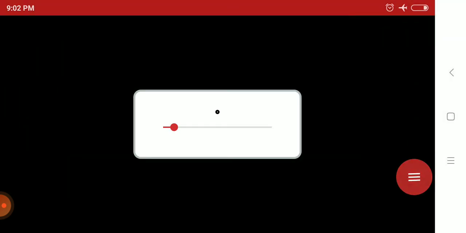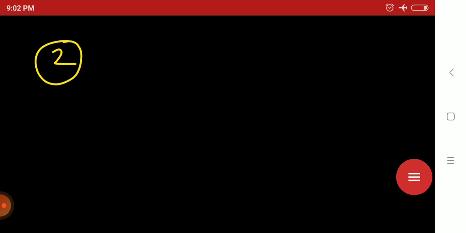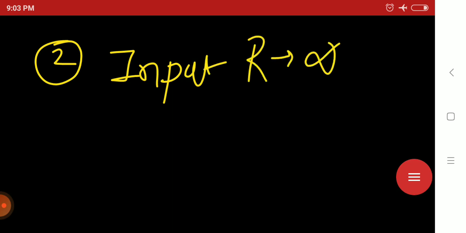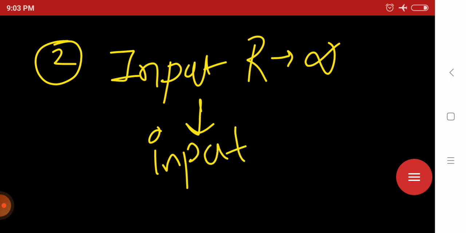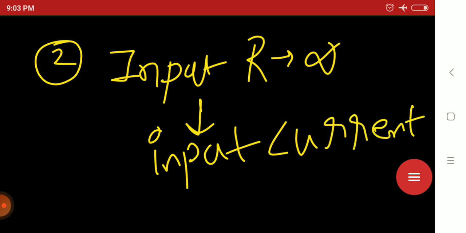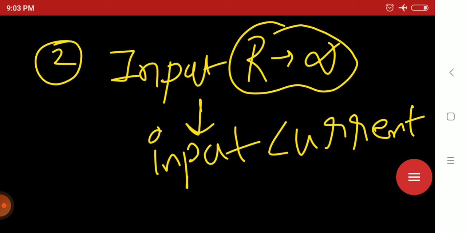Okay. And another property: input current. As input resistance is infinity, the input current of an op amp, I am considering the ideal case, always consider the ideal case of an op amp, has input resistance infinity, which means what? Input current will be 0.